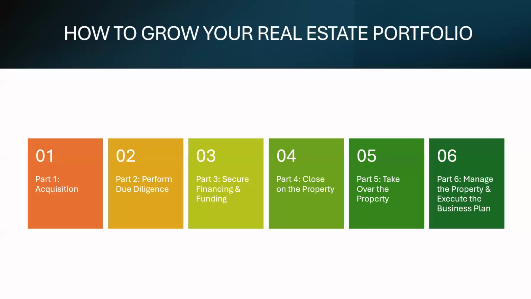So with that, let's talk about how you can actually grow your real estate portfolio and the steps associated with it. Really, it's a six-part framework, and we're just going to go through them real quick here and dive into each one afterwards. So part one of the framework is going to be the acquisition phase, okay? Part two is performing the due diligence. Part three is going to be securing the financing and the funding. And by financing, I'm referring to debt, and funding, I'm referring to equity, okay? Basically, think of it like the down payment and then the loan.